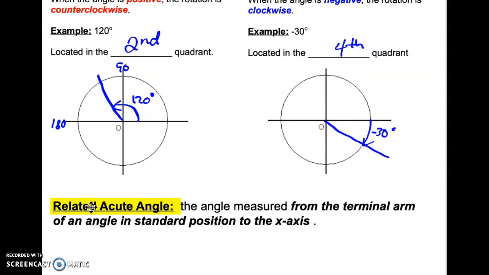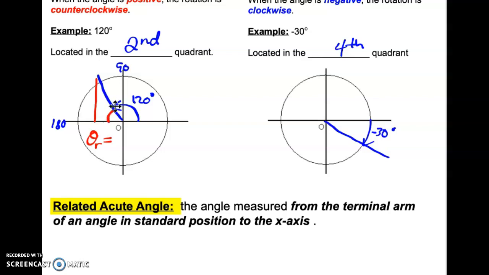The last thing we have to look at is the related acute angle. This is the angle that is measured from the terminal arm in standard position to the nearest x-axis. So for each of these, our related acute angle would be if we dropped to the nearest x-axis. That red angle there would be our related acute angle, and I usually write that as theta sub r.